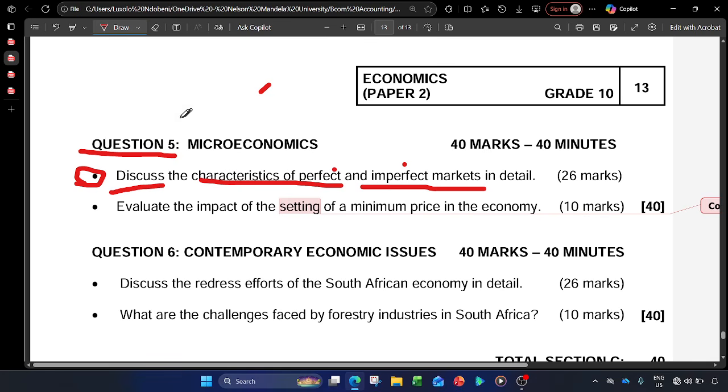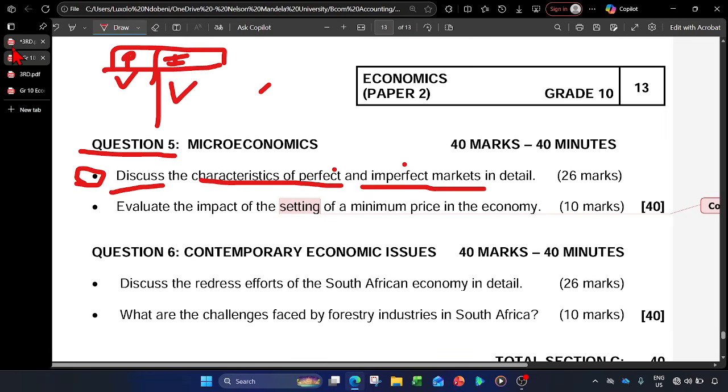So how are we going to do it? We're going to have a table, and in this table on the left we'll have P for the perfect market and I for the imperfect market. We just differentiate the characteristics of the perfect market and the characteristics of the imperfect market, and we evaluate and see their differences, and if there is anything common.